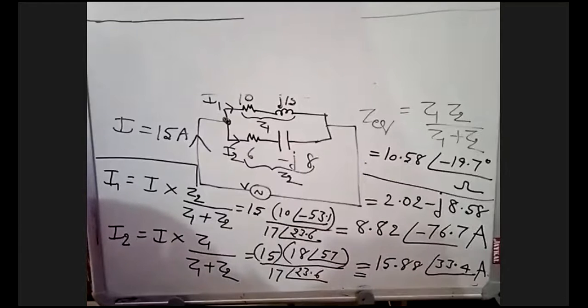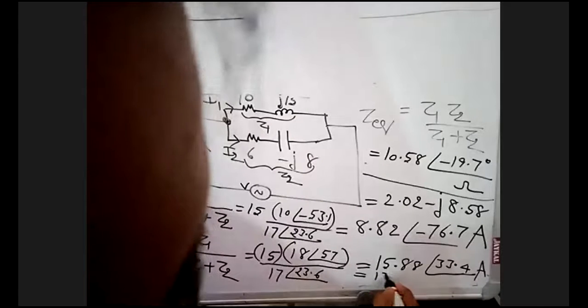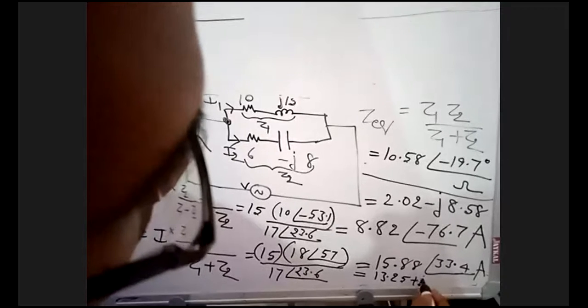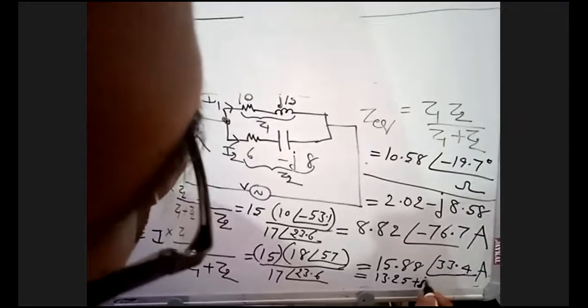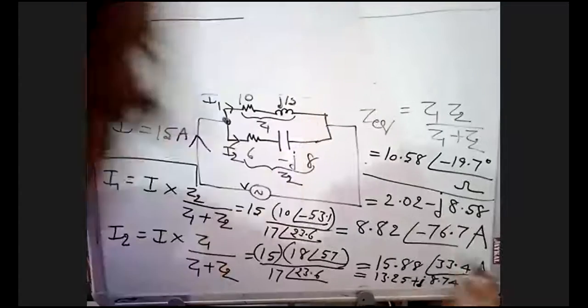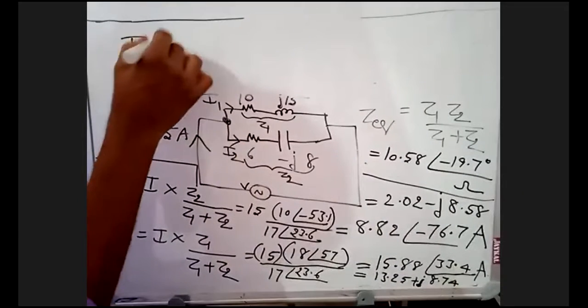Now tell me this value, I2: REC 15.88 comma 33.4. X is 13.25. Y is 8.74, plus J. Now I is equal to I1 plus I2.